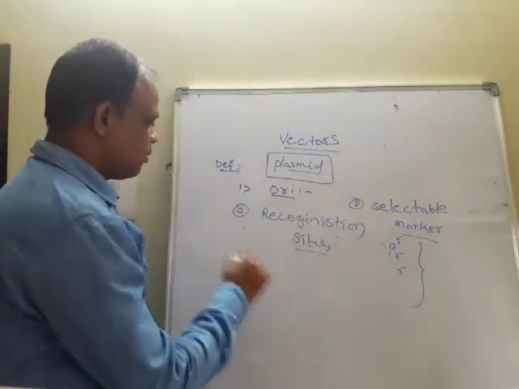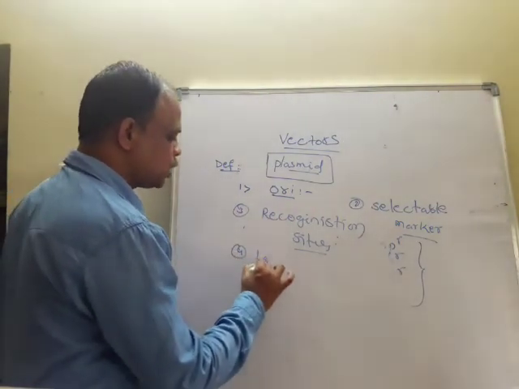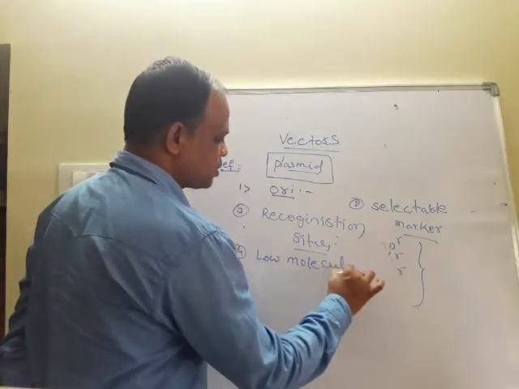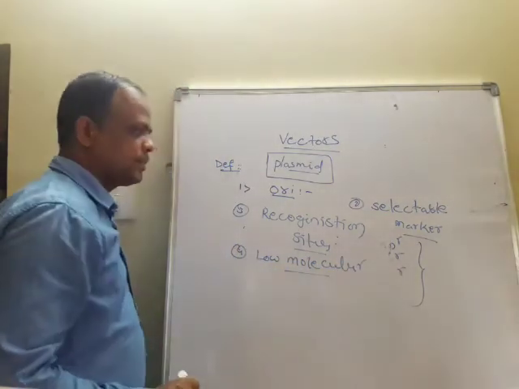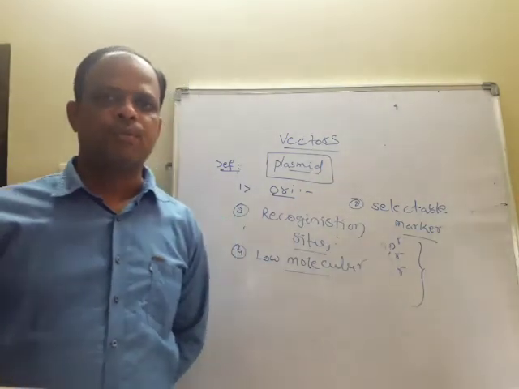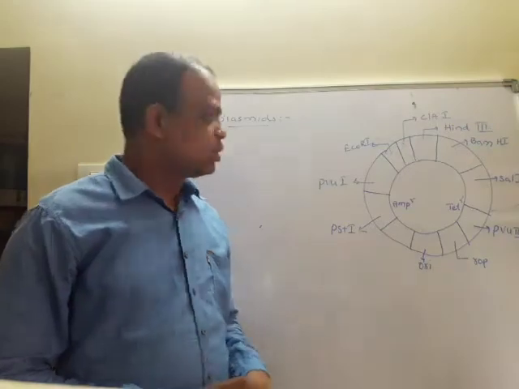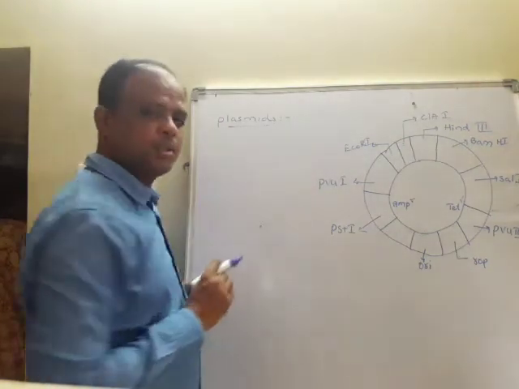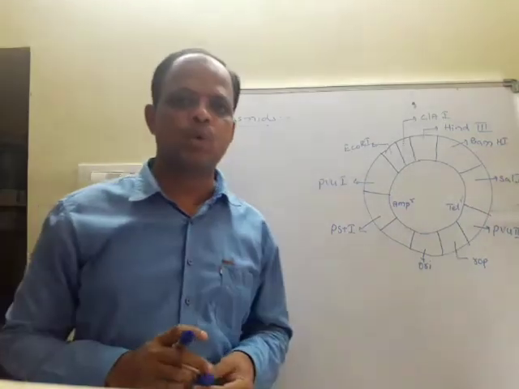And the fourth feature is low molecular weight. Low molecular weight is also a very important characteristic feature. Okay, so for the examples of vectors, several types of vectors are used in rDNA technology.